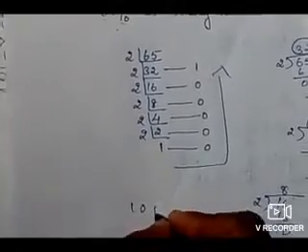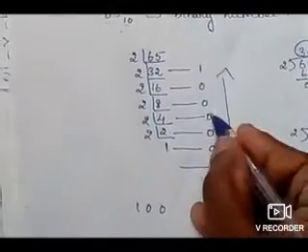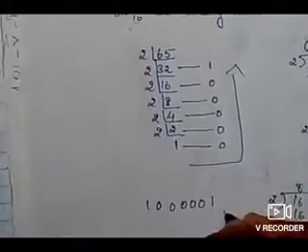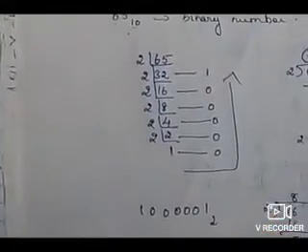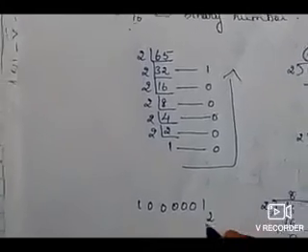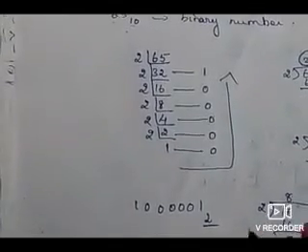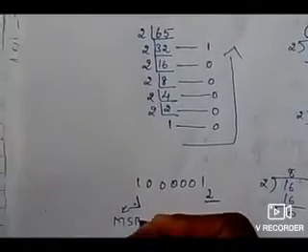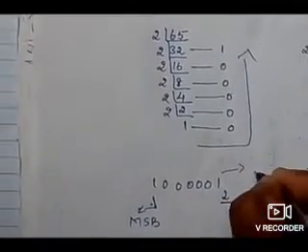1 0 0. How many zeros? 1 2 3 4 5. 5 zeros. Then next 1. Then the base value we have to put is 2, because binary represents 2. Did you get it? This is the most significant bit. This is the least significant bit.